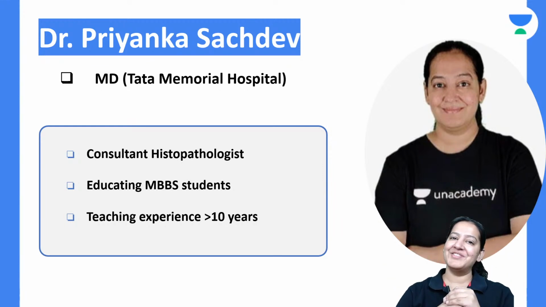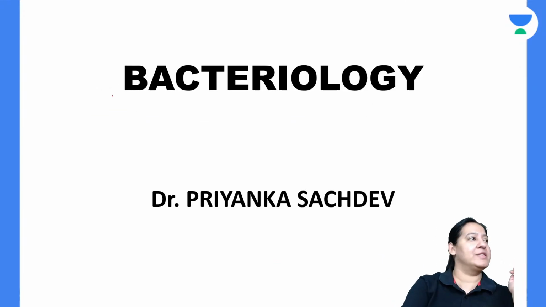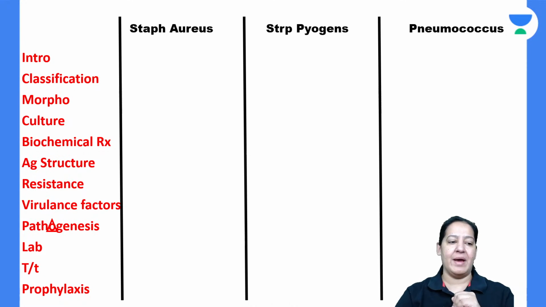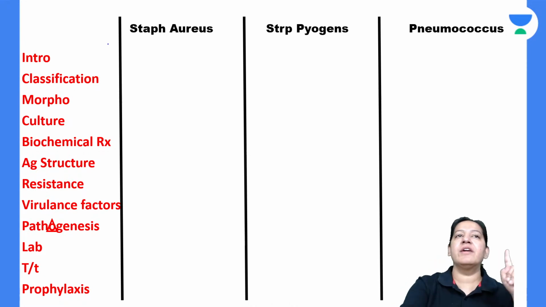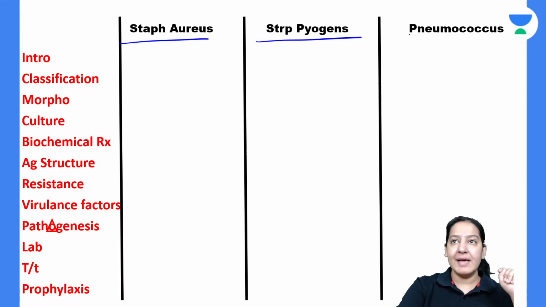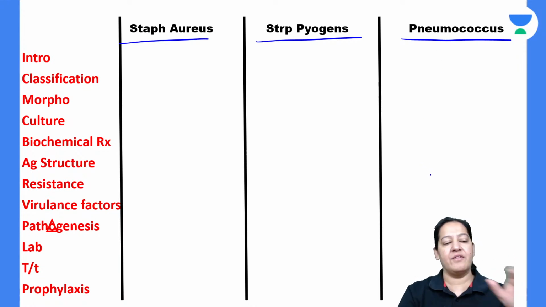I am Dr. Priyanka Sachdev, and today I'm here to continue my series of bacteriology. As you may know, I started bacteriology 2 days back, and I'm going to teach you bacteriology in a comparative manner. Till now, we have covered Staph aureus and Streptococcus pyogenes. In the last lecture, we started Pneumococcus and we are in the middle of it. So first we will finish Pneumococcus, and after that I will start with Neisseria.